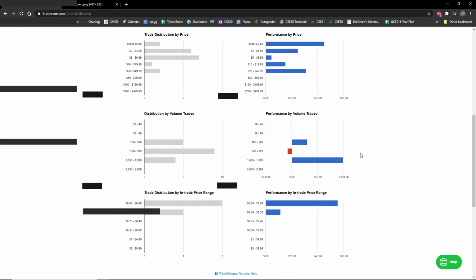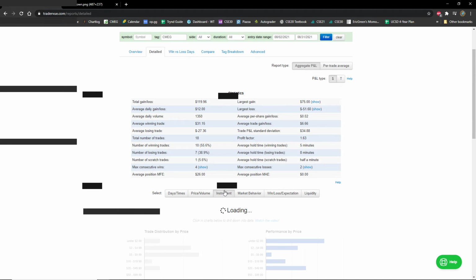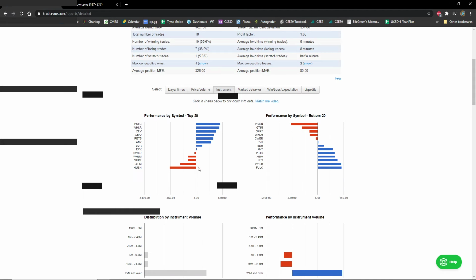Let's see. So we have performance by volume traded. This basically means that if it's 100 to 500, that's usually my higher price stocks right there. And then these are my lower price stocks right there. There's the instrument. You can see that FULC is my best stock that I've traded. Even though yesterday was a red day, it's still my highest gain of tickers that I've traded.